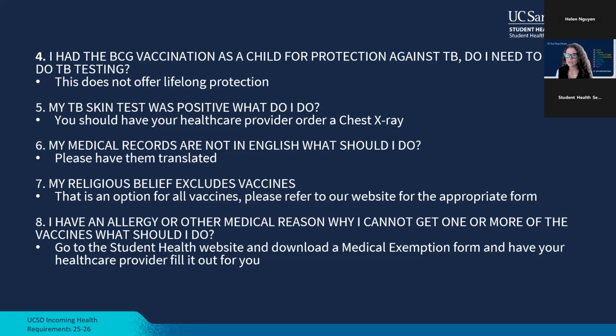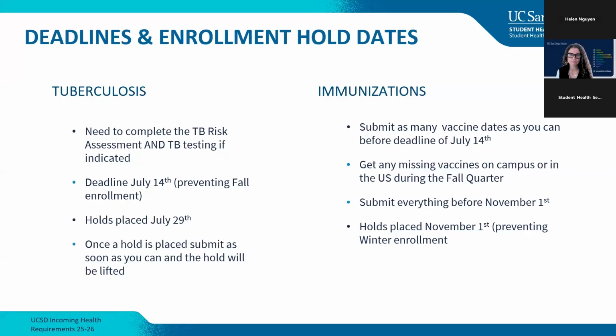We do ask that you get the titers, the blood titers, if that is the case, so that if there is an outbreak on campus, we can advise you if you have had an exposure to a student with one of these diseases. If you have an allergy or other medical reason why you can't get a vaccine, then you should take the medical exemption form to your healthcare provider. You could be on a medication or receiving treatment or have a condition that means that having a vaccine or a live vaccine is contraindicated, or you may have had an allergic reaction to a vaccine in the past. They are all reasons that you would qualify for a medical exemption.